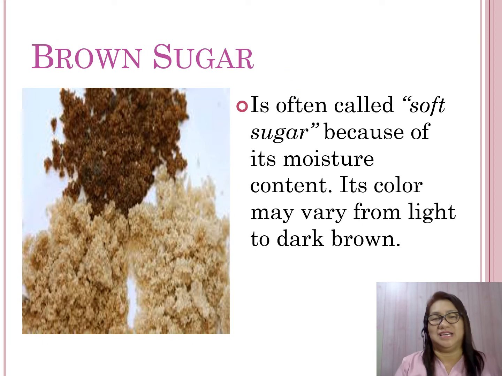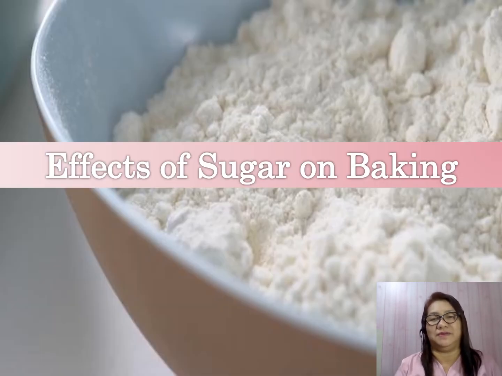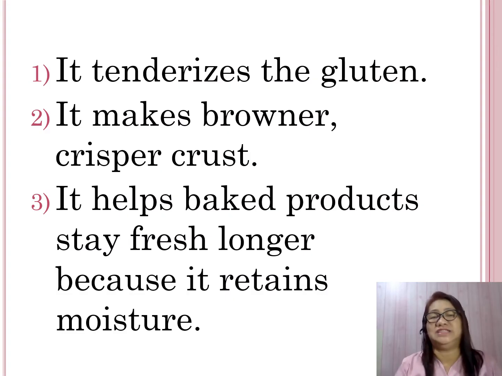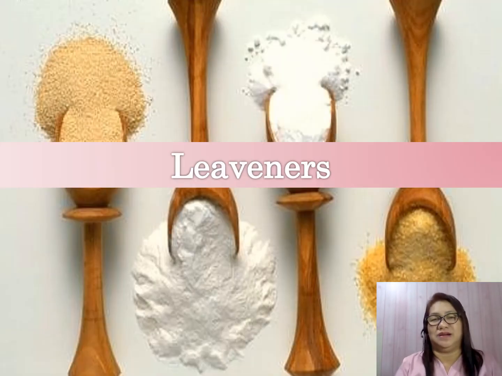Brown sugar is often called soft sugar because of its moisture content. Its color may vary from light to dark brown. So the effects of sugar in baking: it tenderizes the gluten. It makes a browner, crisper crust. It helps baked products stay fresh longer because it retains moisture. So those are the functions of sugar.